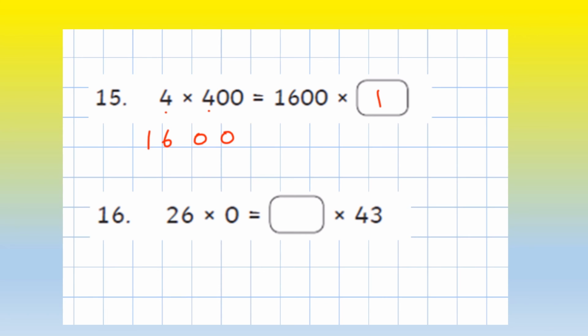26 lots of 0, well, if I'm times anything by 0, I know I'm going to end up with 0. So if I'm going to end up with 0 this side, I need to end up with 0 this side. Well, if I've got no lots of 43, I've got nothing, have I? So it's got to be 0 in that side. It's just getting you to recognise anything multiplied by 0 gives you 0.